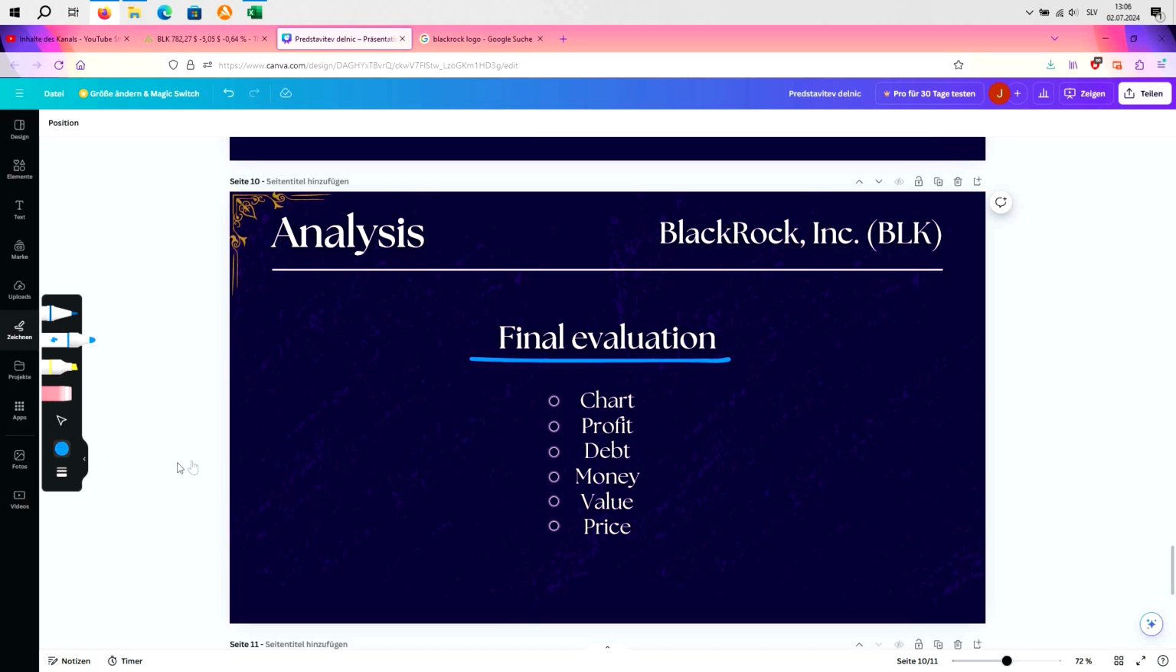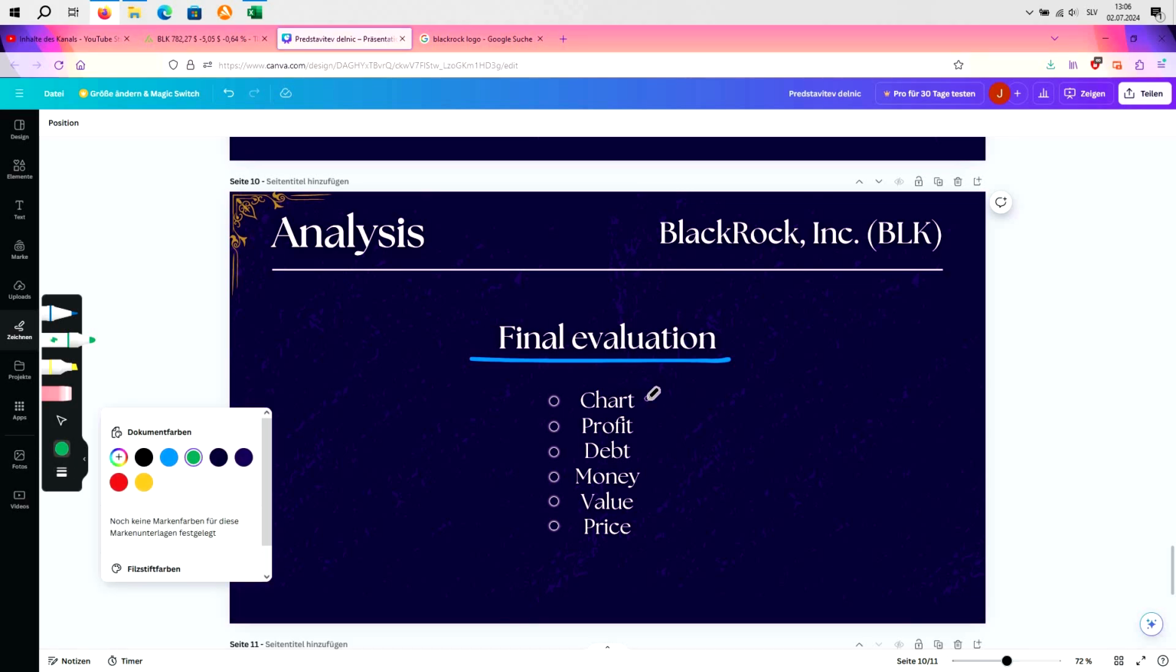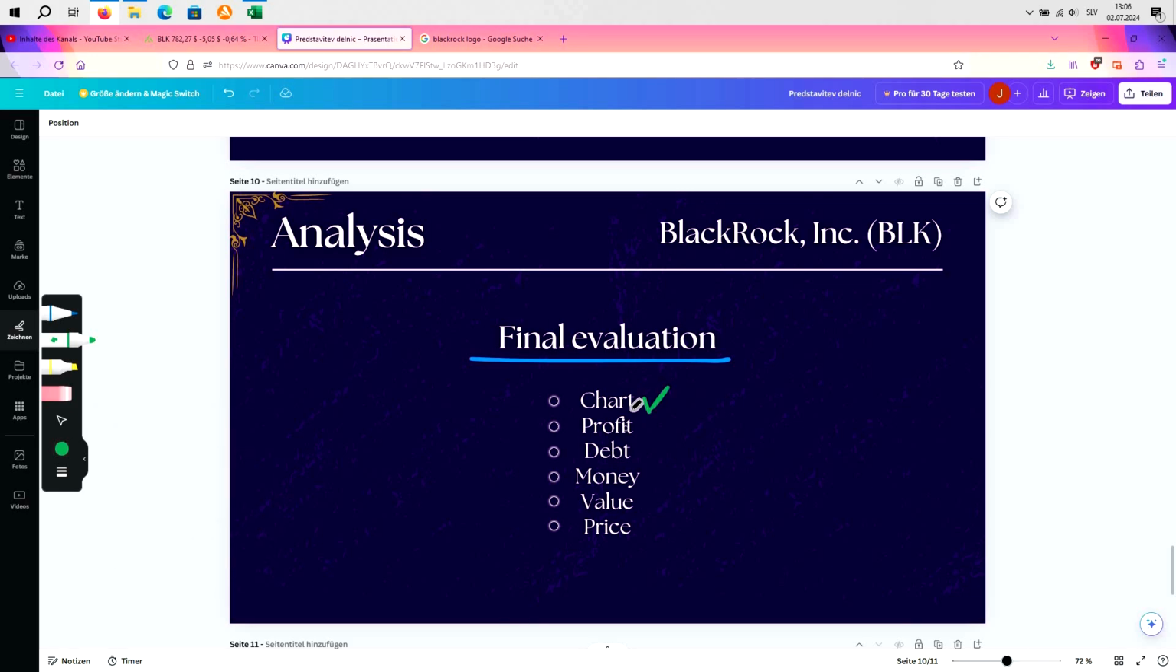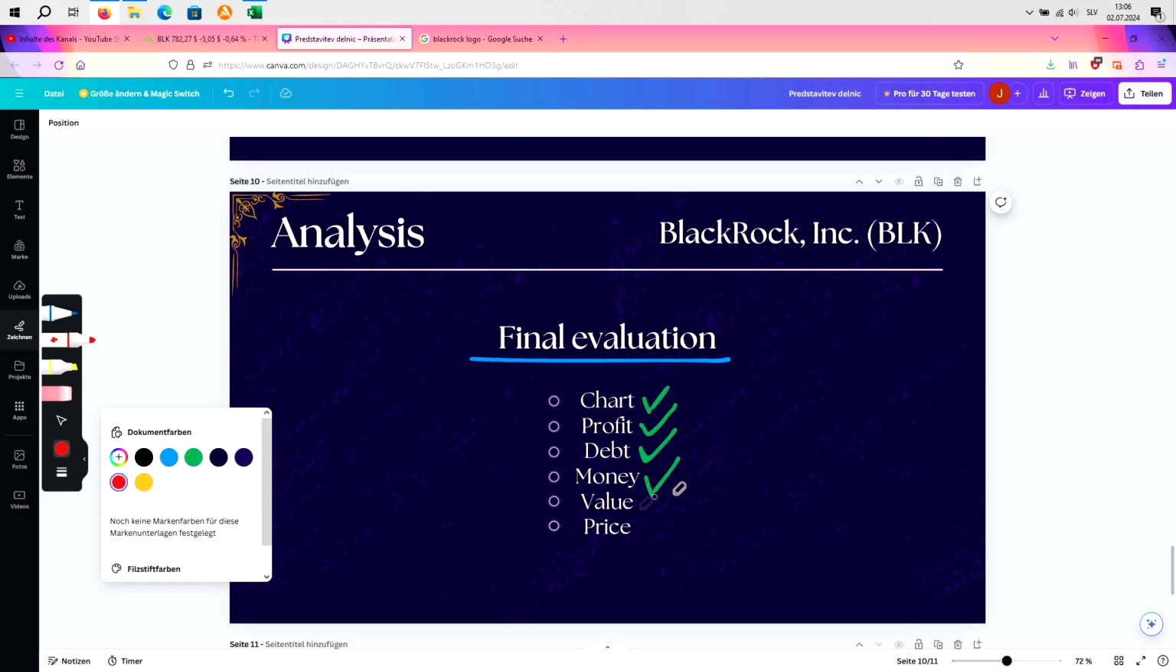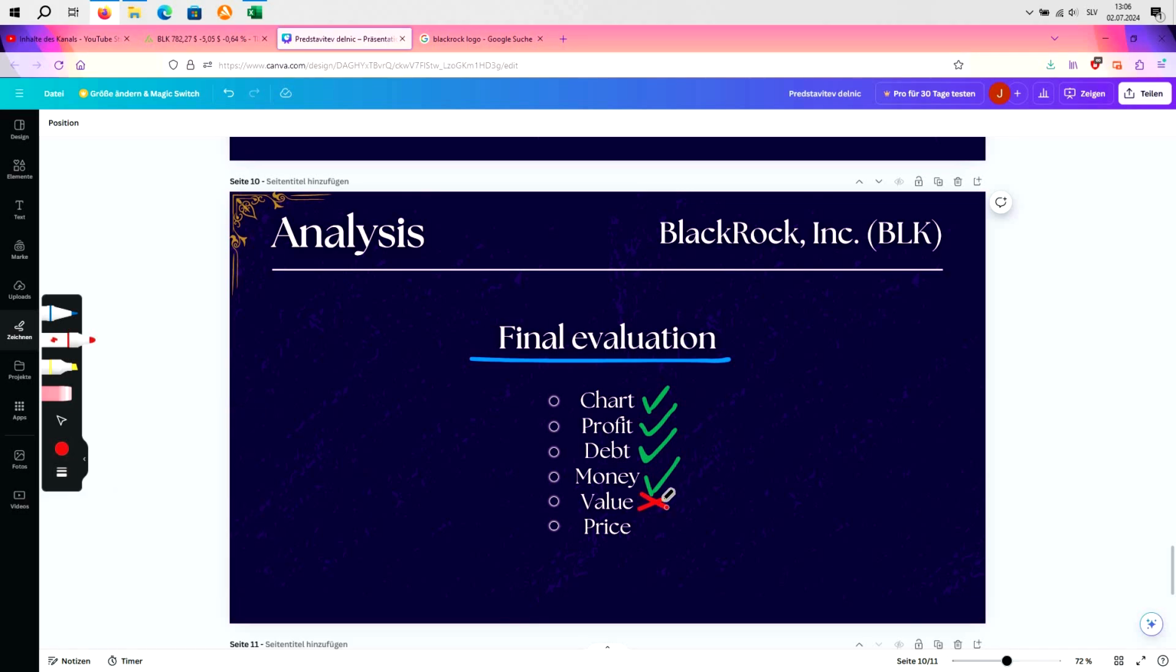So let's go, okay? Now, is chart growing? Yes or not? Is it growing exponentially? Yes, it does. If you don't believe me, go a few minutes back and you will see the chart, okay? Does the profit also grow exponentially? Yes, it does. Is the debt decreasing? Yes, it is. Do they have money on their bank account? Yes, they do. Is the stock undervalued? No, it is not, because P/E ratio is higher than 15 and intrinsic value is by 40 euros lower than the current price. And is the price cheap? No, it's not, because it's 720 or now 780 euros.